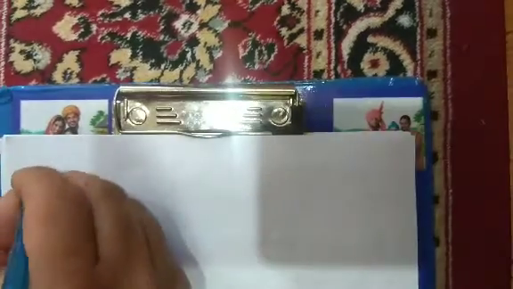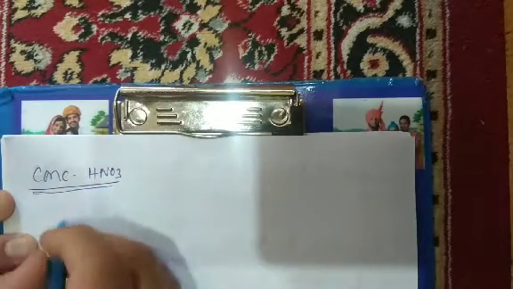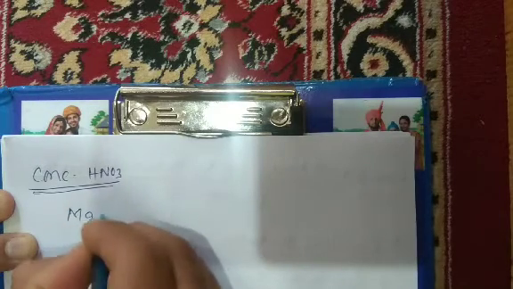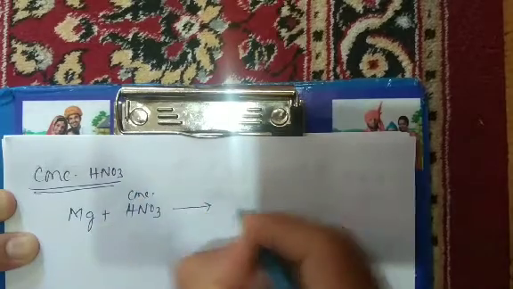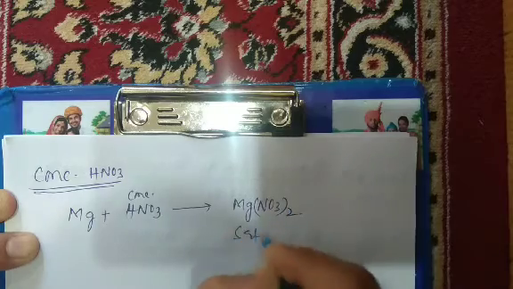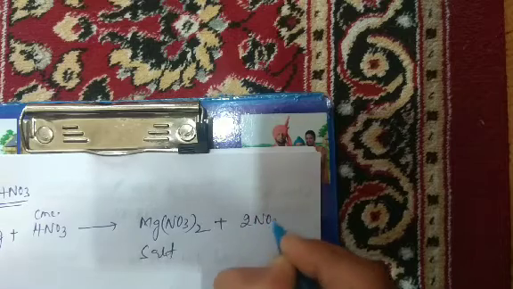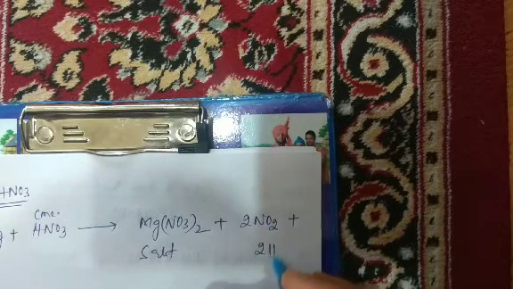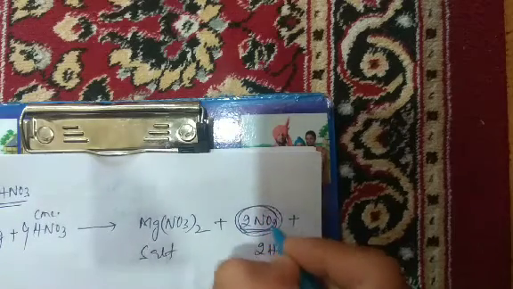Now we will talk about concentrated nitric acid. Let's take metal magnesium plus HNO3, but this is concentrated. What will it give? Magnesium nitrate, a salt, plus NO2 plus water. Twice water will balance it. This is nitrogen dioxide.